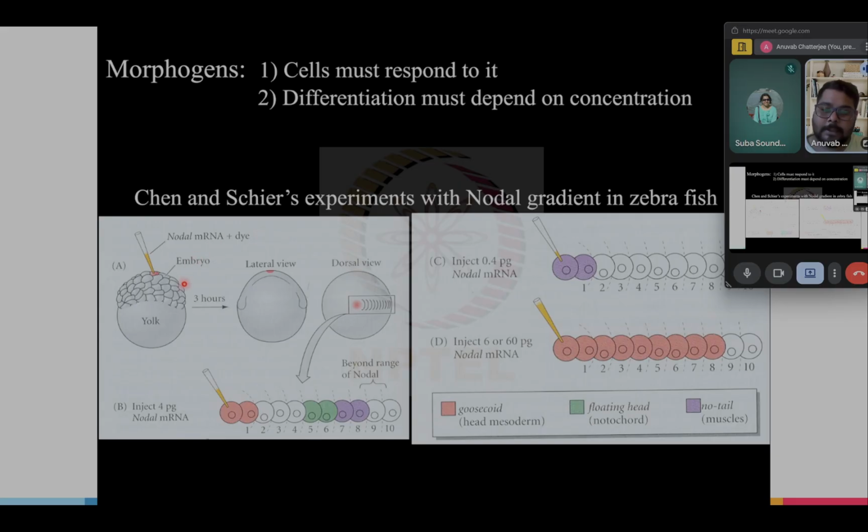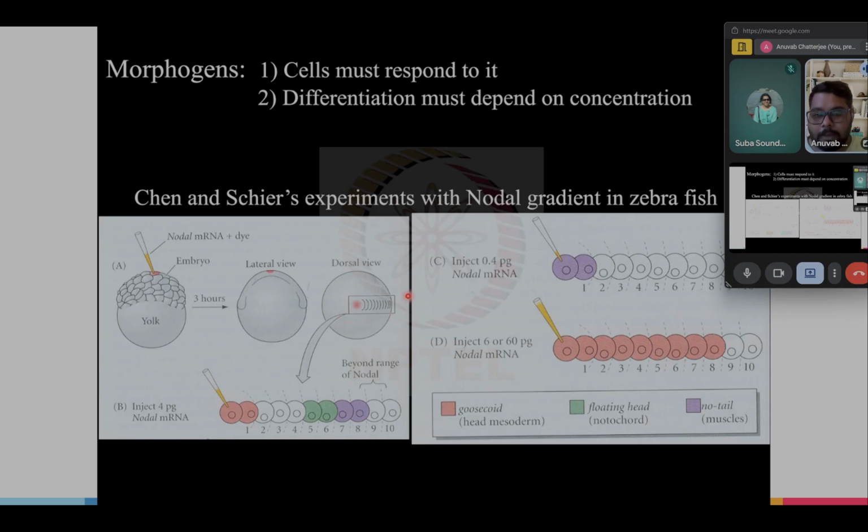One of them is being described here, in which a couple of scientists took the same nodal mRNA and tried to figure out how the concentration gradient worked. So what they did is that they took an embryo and put in nodal mRNA plus a dye to figure out the concentration gradient onto a particular point in the embryo. From a cross-sectional view, the lateral view, you can see that there is one point which has a lot of mRNA, and in the dorsal view you can see this is the point where there is a lot of nodal, and this concentration drops down as you move further away.